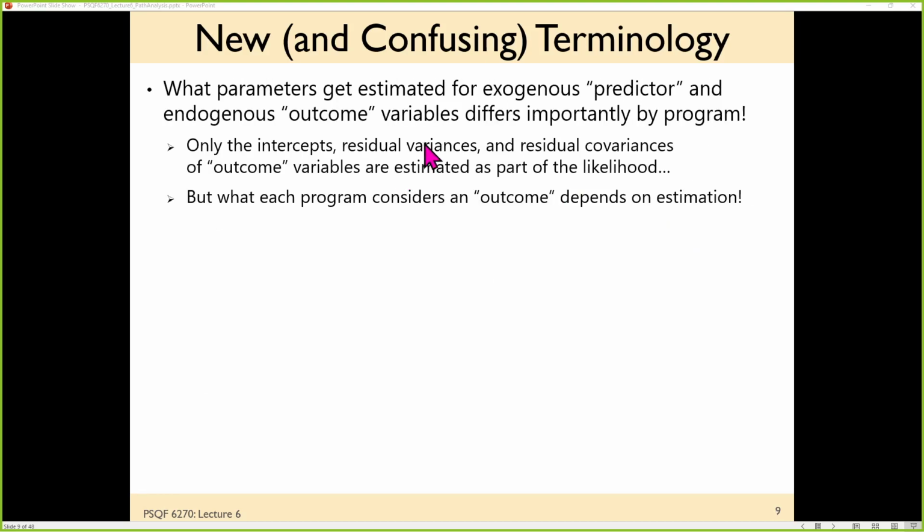Okay. So then what happens in the context of missing data ruins this nice, clean distinction. So endogenous variables, if it's an outcome, gets an intercept, a residual variance, and you can ask for residual covariances if you're in multivariate normal land.